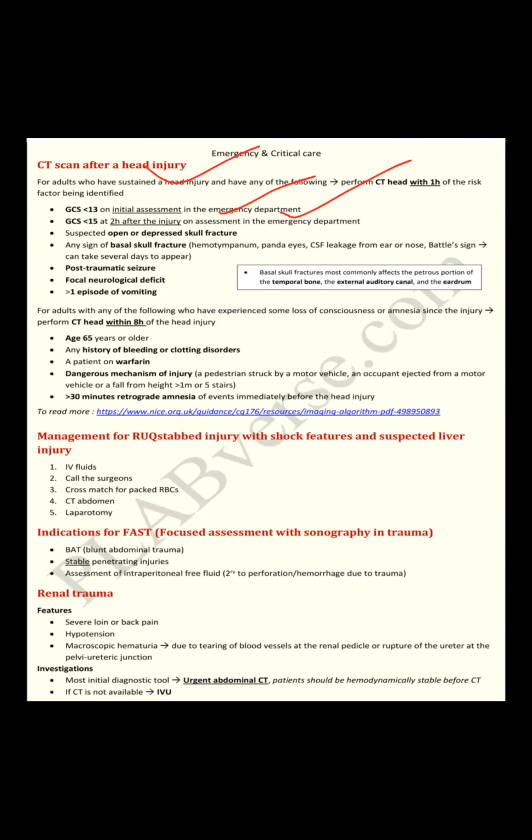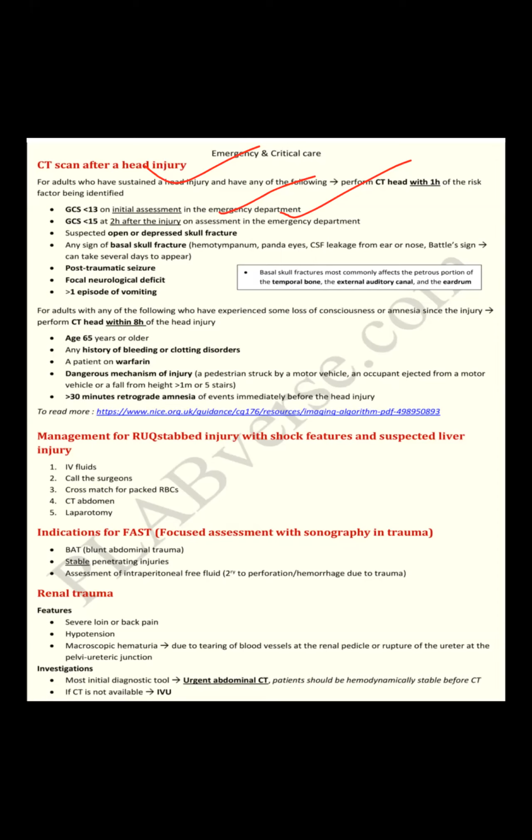There is no role for ultrasound here. We have to do the CT abdomen, but initially it's called FAST. I will discuss the surgery later. FAST means first: initially we will do ultrasound, but if it is severe, for example a right upper quadrant stab injury with suspected liver injury, we have to do CT abdomen initially. So see, that is the indication. FAST is Focused Assessment with Sonography in Trauma.